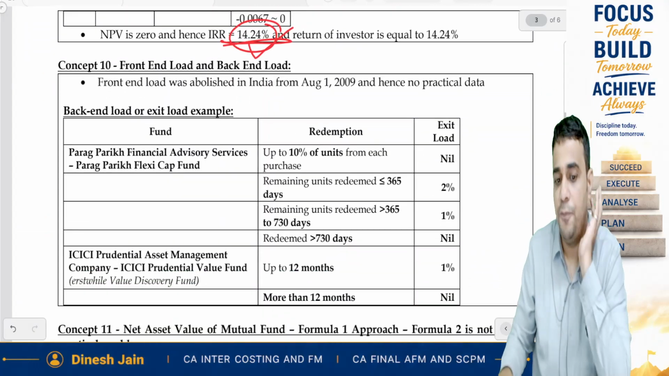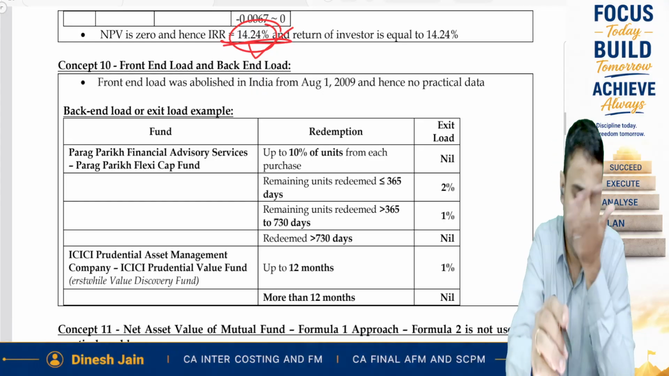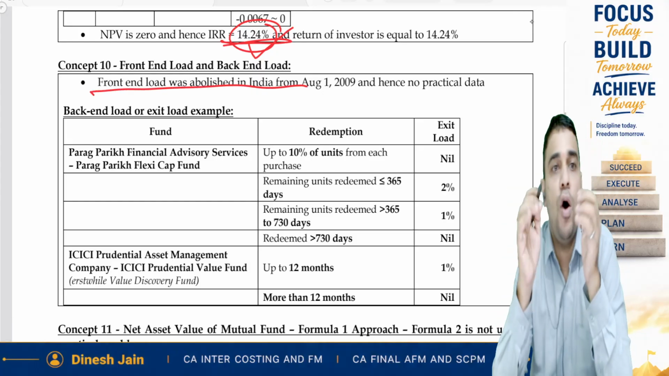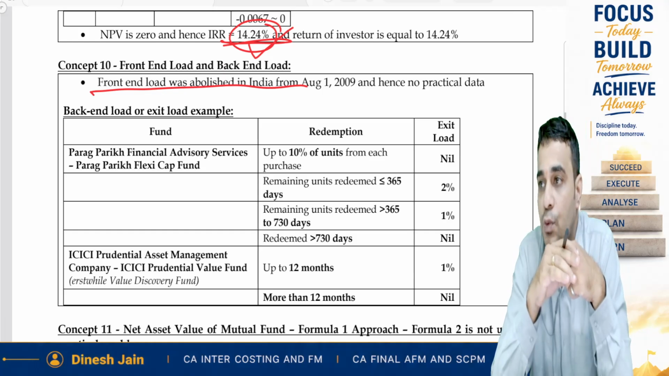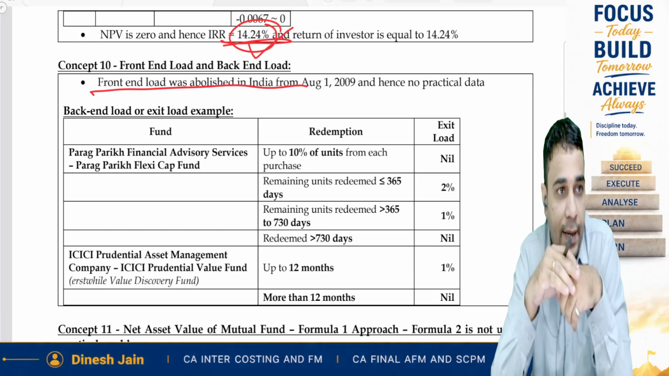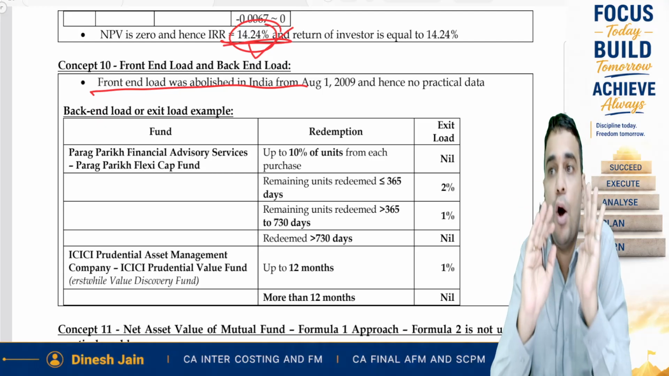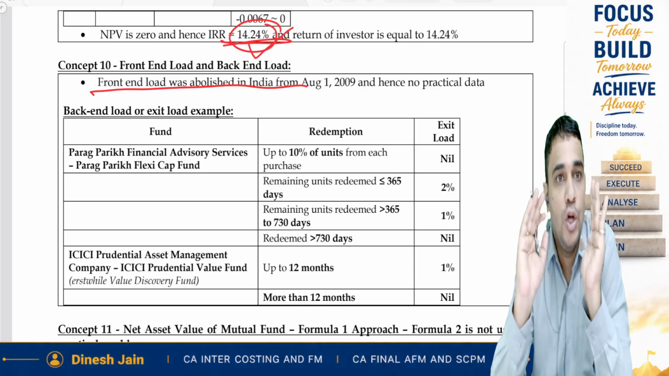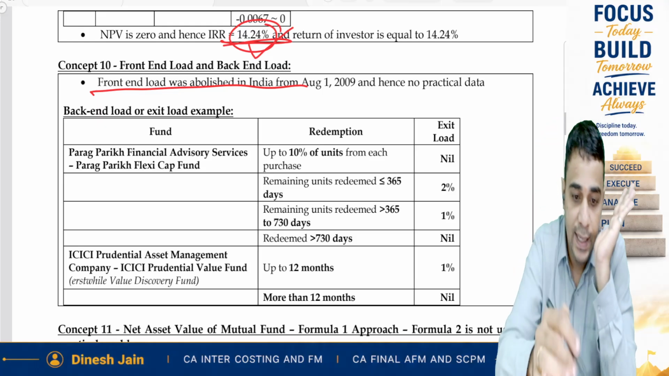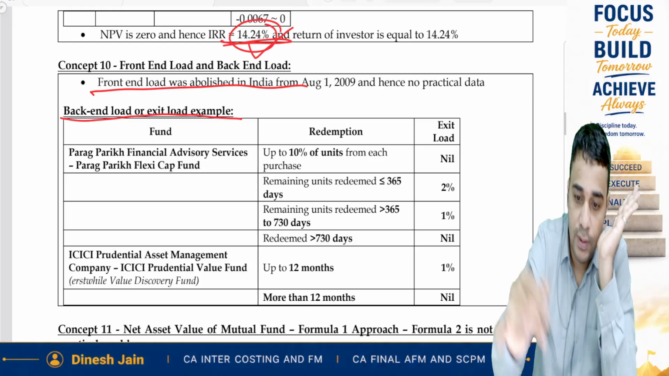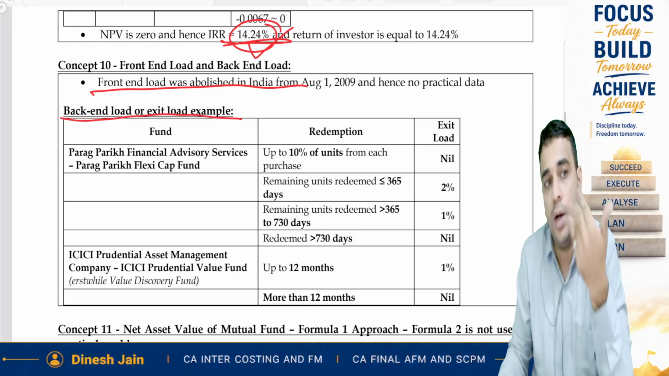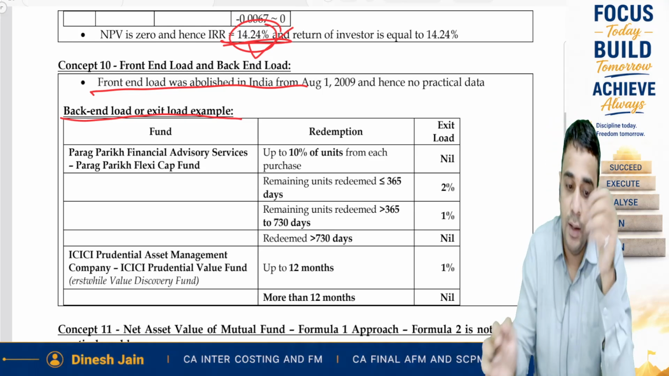Okay. Front end load and back end load. Front end load was abolished in India from August 1, 2009, and hence there is no practical data. What is front end load? I'll explain. But in India, it was abolished by the Association of Mutual Funds of India. Exit load can be something like this. What is exit load? I'll explain.